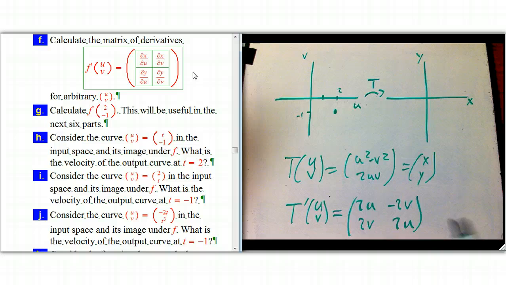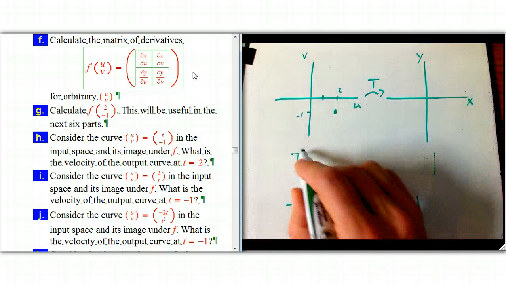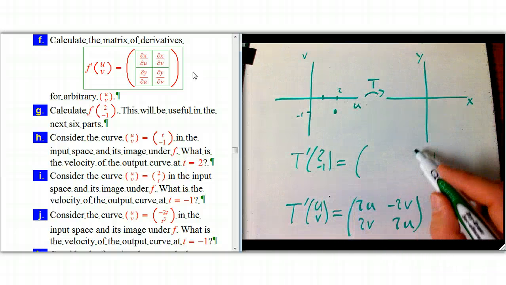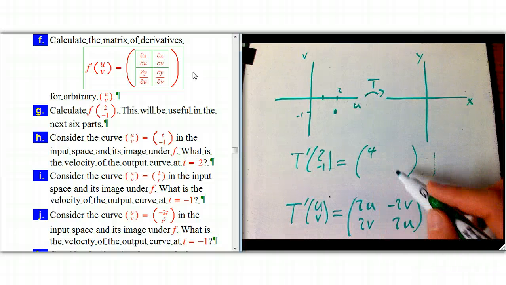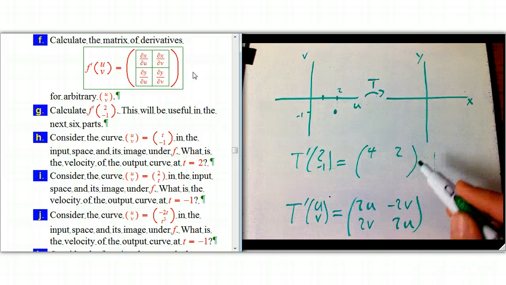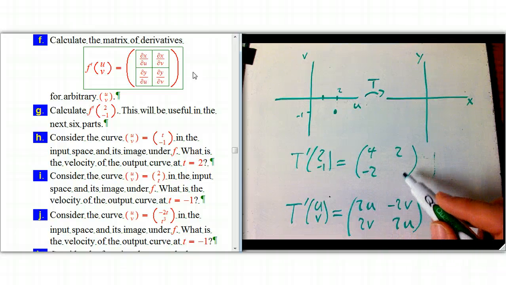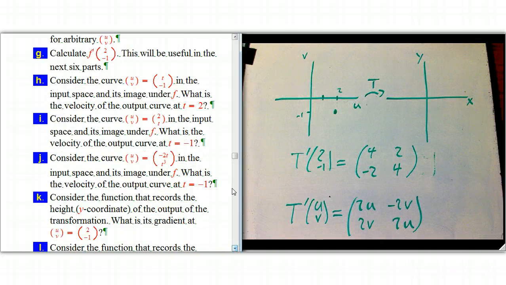Now, what about at a particular point? Let me scoot it in up here. Let's say the point 2 comma minus 1. We're just going to calculate that matrix. U is 2, so this is 4. And then v is minus 1, so that's 2. And then this is going to be minus 2. And then the 2u again is 4. So what does that tell us? Well, the next few parts are exactly about what are some of the things that tells us.